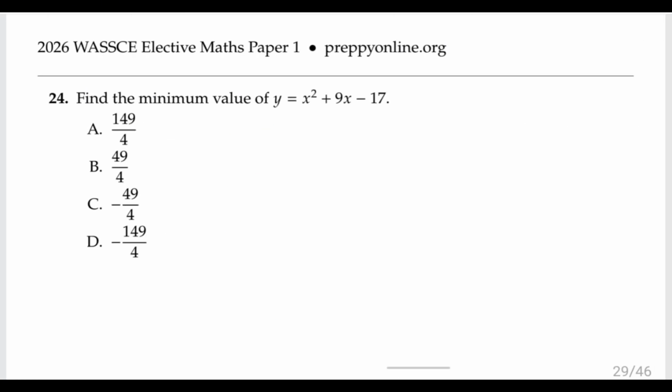Question 24. Find the minimum value of y equals x squared plus 9x minus 17. So this is a quadratic, and we know that quadratics have this shape. If you draw the curve of a quadratic, you're going to get something like that. You could also get something like this, but in this case, the coefficient of x squared is positive. When the coefficient is positive, you're going to get this shape and not this shape. So the shape is something like this.